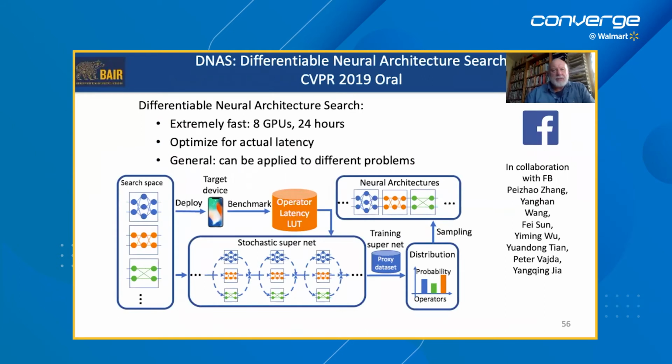Now, this differentiable neural architecture search, or casting neural architecture search into a differentiable format, which made it amenable to optimization, was relative to prior approaches extremely fast. And so using only 8 GPUs in 24 hours, we were able to get a result. We were also able to optimize for the actual latency, as opposed to just optimizing MACs or memory size, number of model parameters. And it could also be generalized and applied to different problems. And again, I want to reemphasize that this was done in close collaboration with Facebook.